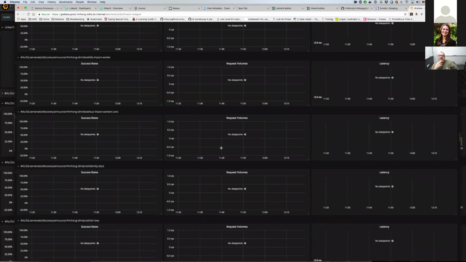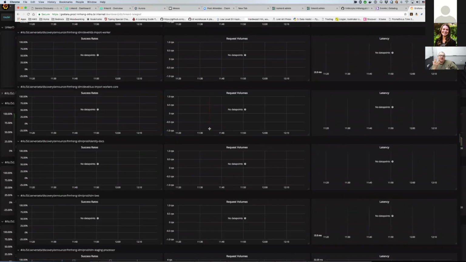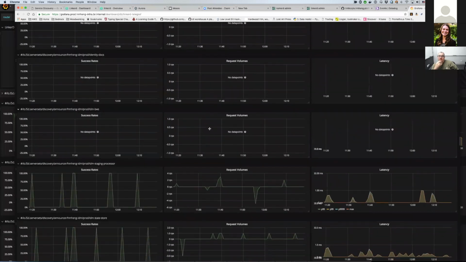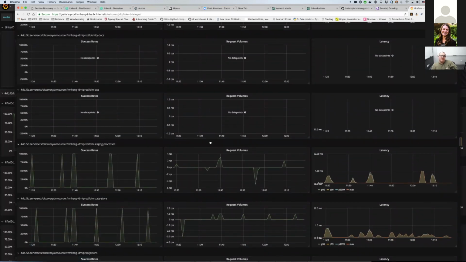You can measure your latency, your request volumes, your success rates. We look more for the delta in the success rates. So if we see spikes in error rates of various 500 errors, that's when we start alerting and take a look.